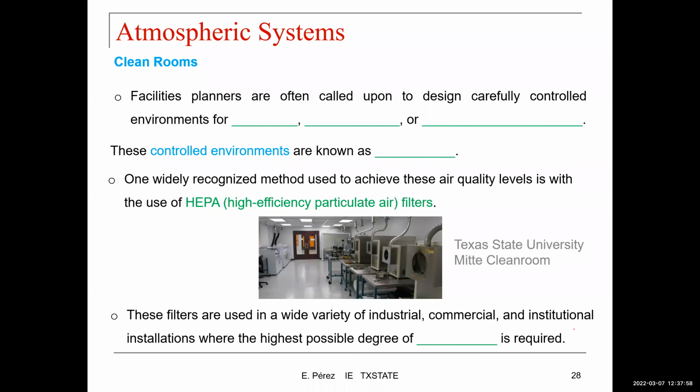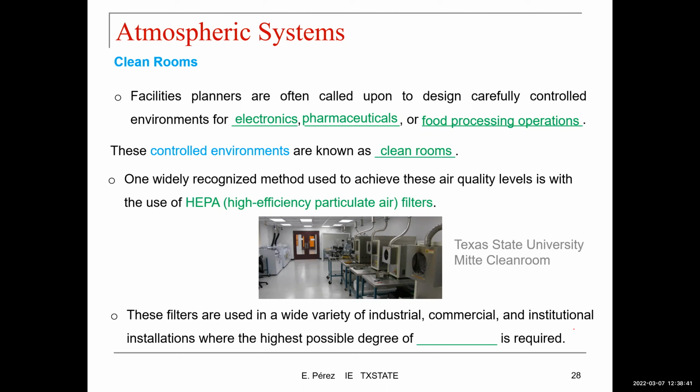We talked also about the clean room. So we have a clean room facility here in the RFM building. The idea is that you have a very closed environment in which you keep any matter or substance that can affect the manufacturing of certain products. So facilities planners are often called upon to design a carefully controlled environment for electronics, pharmaceuticals, and food processing operations. Typically you have a very constrained environment, with filters purifying the air inside the controlled environment, and these are known as clean rooms.